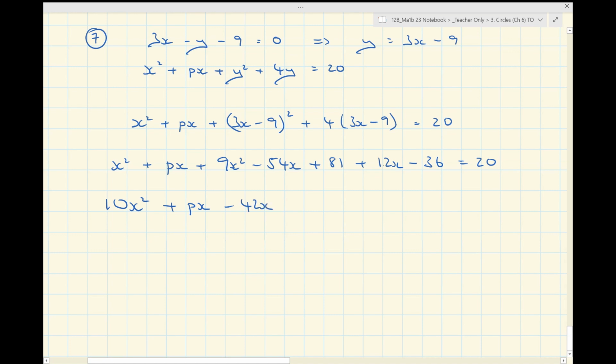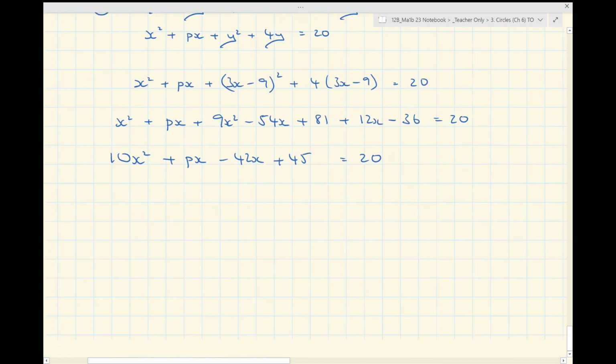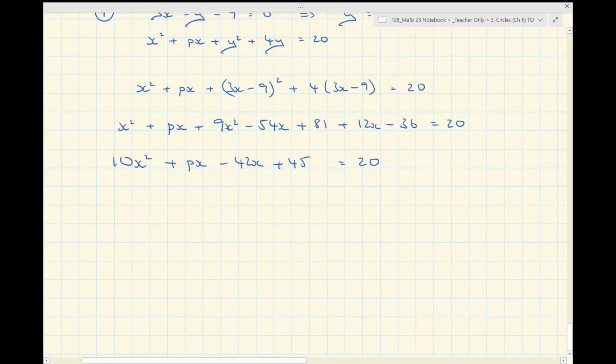I've got 81 minus 36. What's that? That's 45. So that's plus 45 equals 20. Now, if I were going to solve this quadratic, I'd set it equal to 0. That's 10x squared plus px minus 42x plus 25 equals 0. And now I would seek to solve that equation.